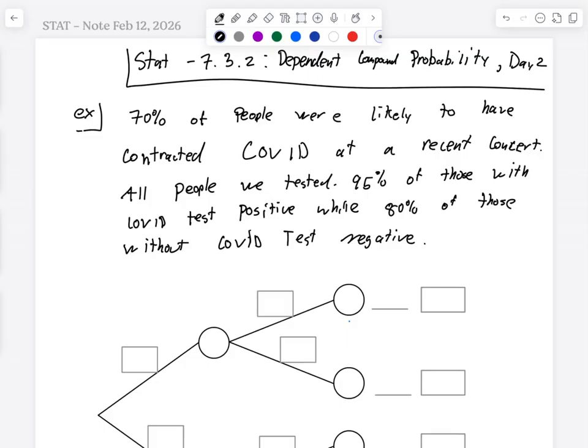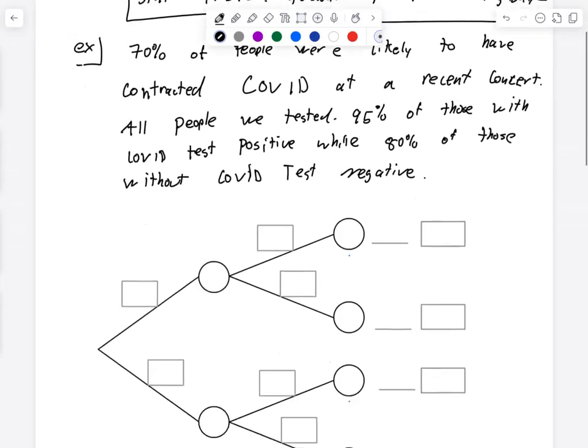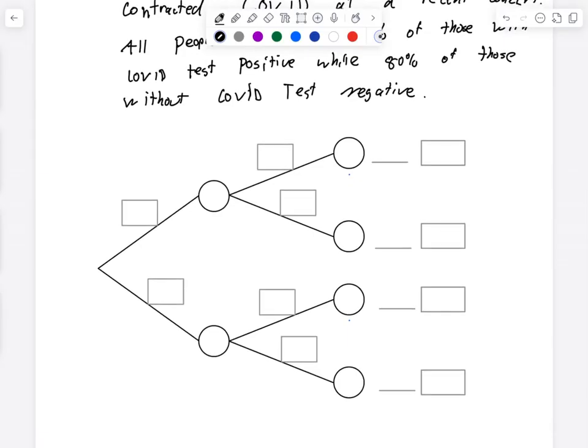So this test is 95% accurate when you have COVID, and it's 80% accurate when you don't have COVID. Okay? So we could calculate what is the chance that the test is correct, but that's not the question I'm going to ask you right here. So, tree diagram. Question A, let's do the tree diagram.